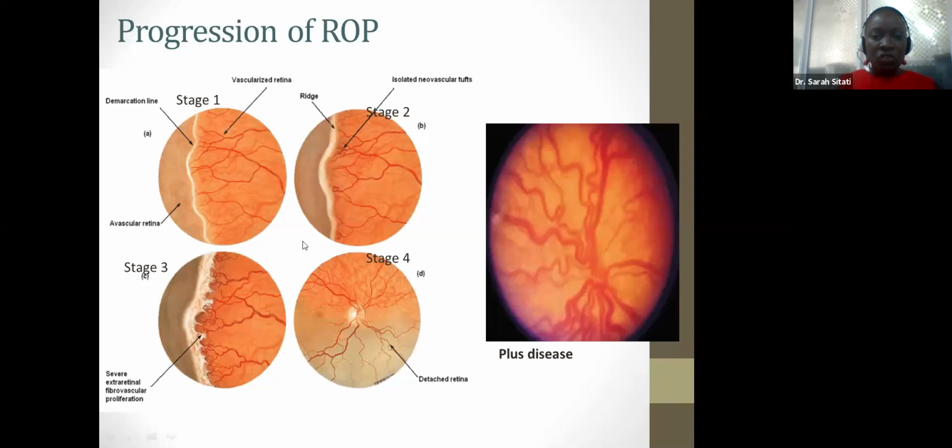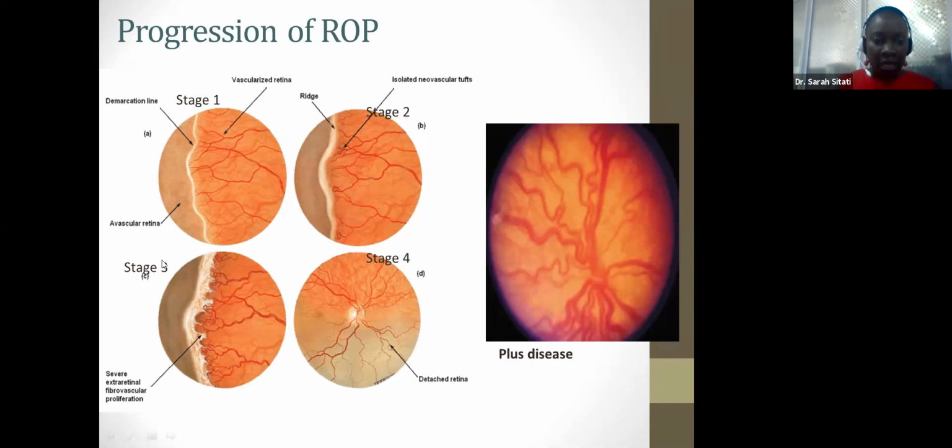When we go to stage 2, something called a ridge starts developing between the 2 zones. This ridge is whitish, as presented in this picture, and it separates the vascular and avascular areas of the retina. It is the point at which the blood vessels stop growing.